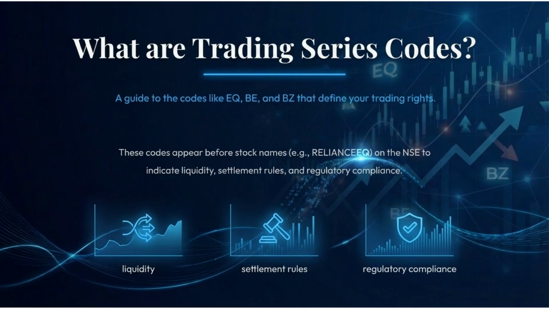What are trading series codes? These codes, such as EQ, BE, and BZ, appear before stock names on the NSE. They define your trading rights by indicating liquidity, settlement rules, and regulatory compliance for that specific stock.